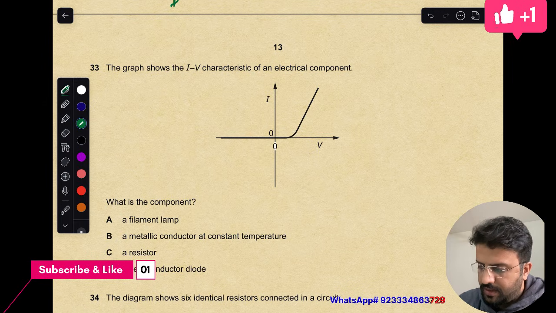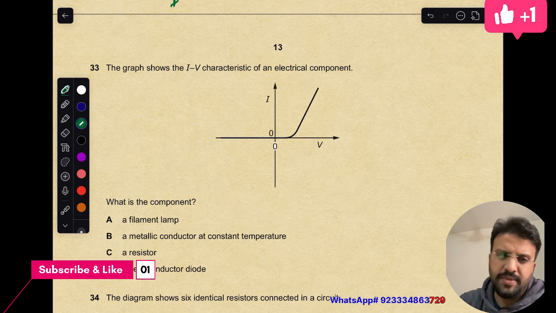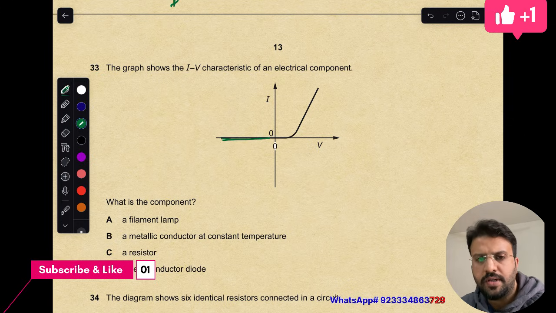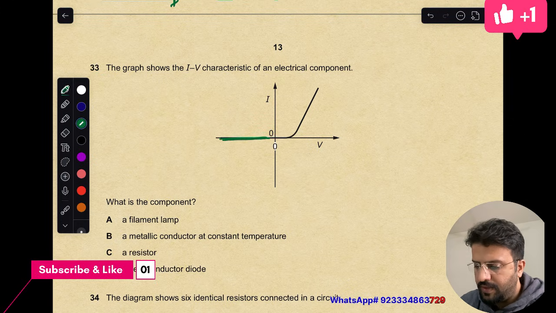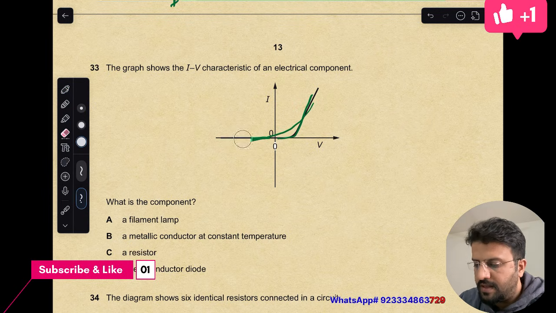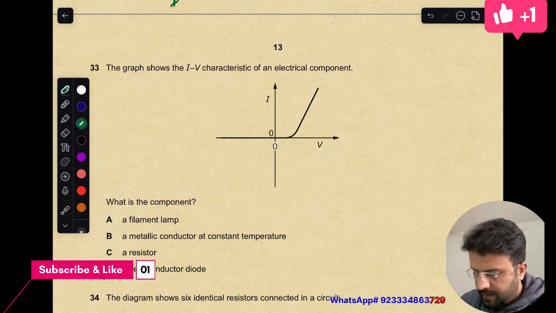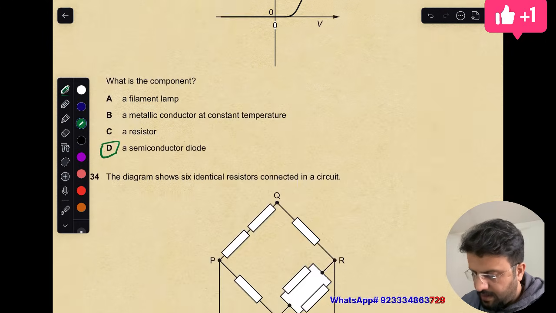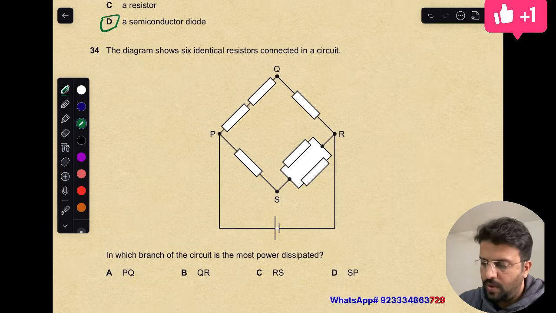In the next question, 33, the graph shows the IV characteristic of an electrical component, which is this. This is for the diode, because a diode only allows the current to flow in one direction. So on the negative side the current is 0, and on the positive side it suddenly increases. So that you have to keep in mind. This is for the semiconductor diode, option D you have.